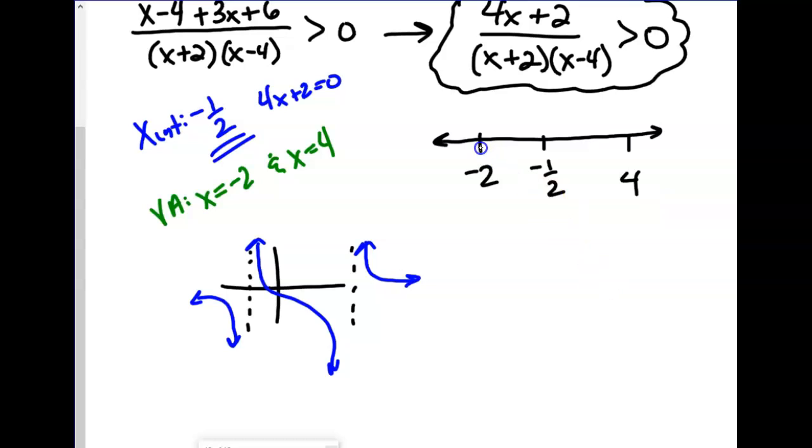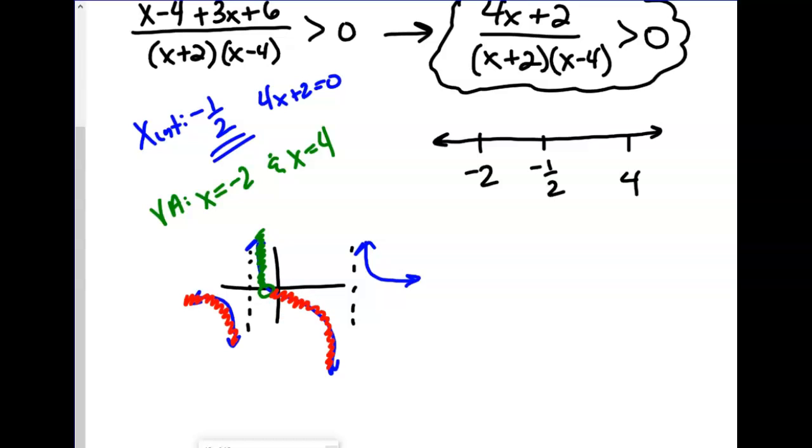So it looks something like that. So when I look at the function when it's less than negative 2, so on the left side of that vertical asymptote, it's over here in negative land. And then between negative 2 and negative 1/2, it was positive outputs until it hits this x-intercept, and then it switches to negative outputs.